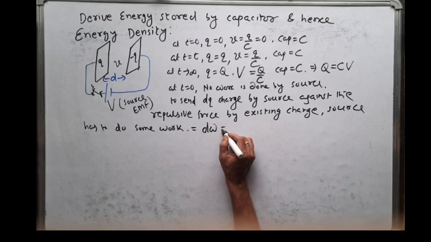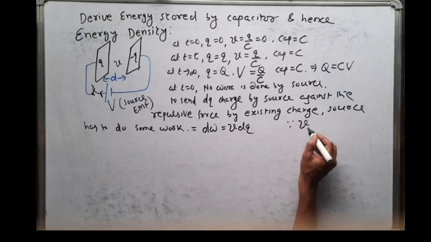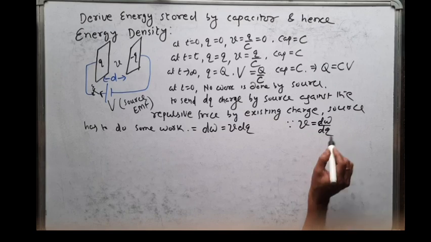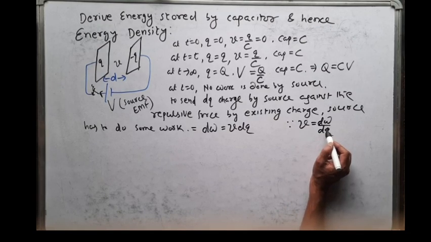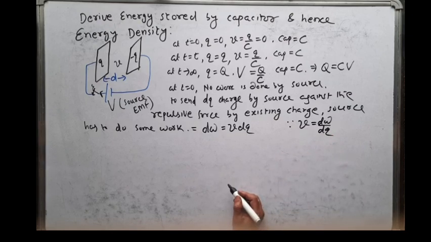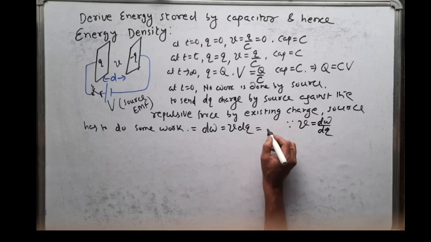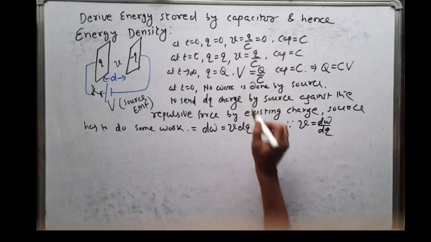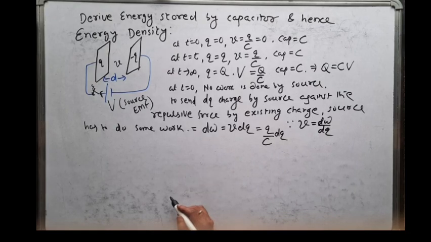And we know dW is nothing but V into dq, because the potential difference between two points is equal to the amount of work done in bringing a unit charge from one point to another. So V is equal to dW by dq, or dW is equal to V dq. But what is V? The potential difference across the capacitor at any instant is equal to q by C. So dW is equal to q by C into dq.